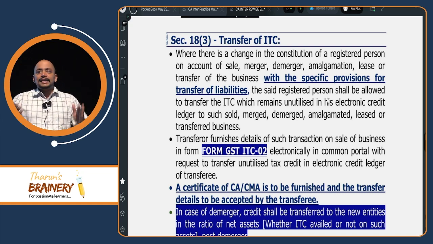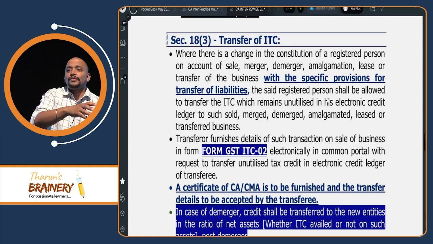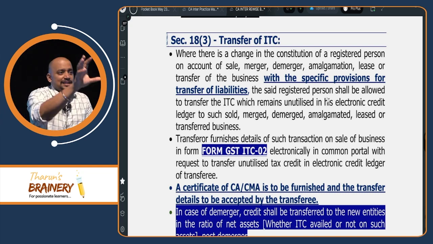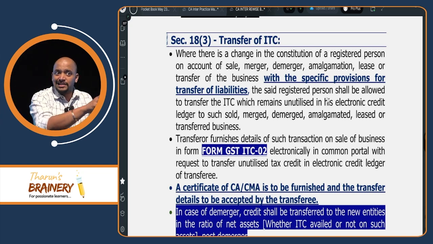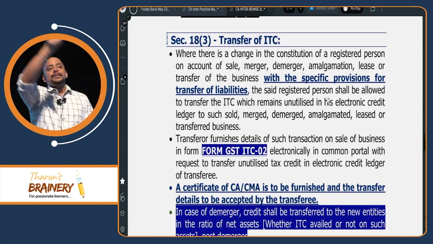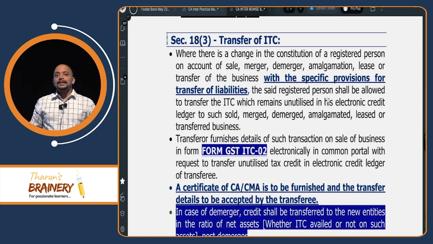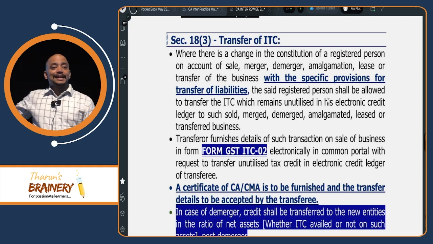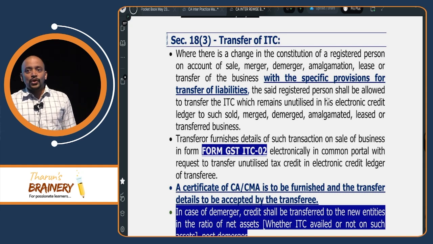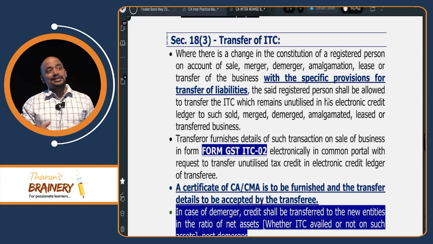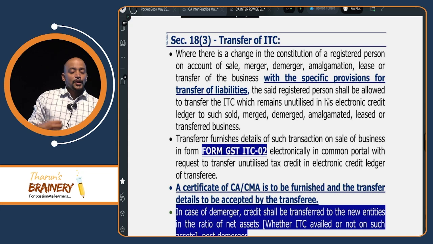For example, A Limited is taken over by B Limited. Now in A Limited, some credit will be there in the electronic credit ledger. That will move to B Limited's ITC. Got it? But only one condition. This transfer of business should be with specific provision for transfer of liabilities. Means not only assets should be transferred, both assets and liabilities should be transferred.